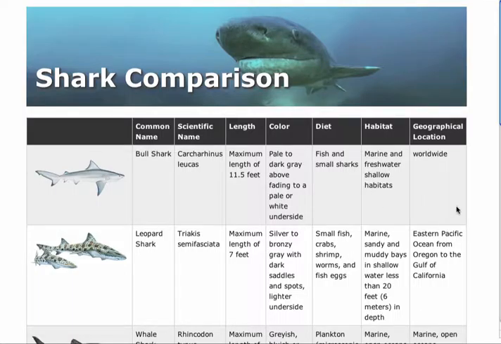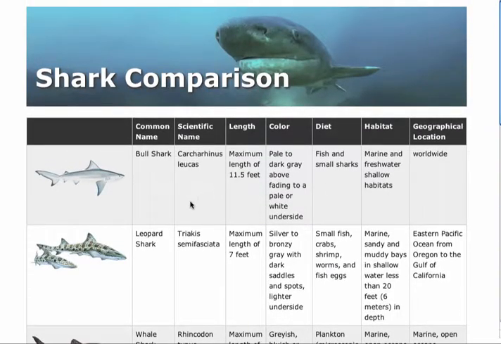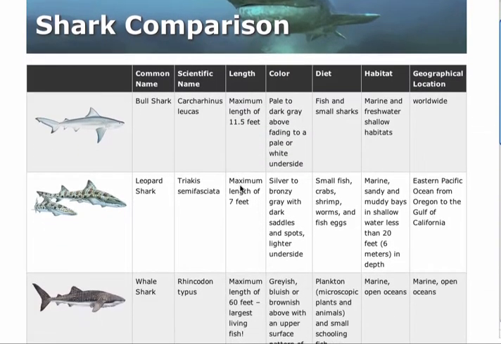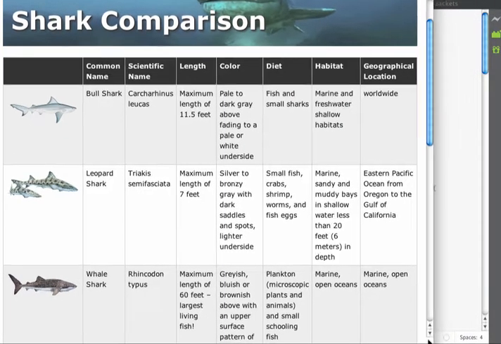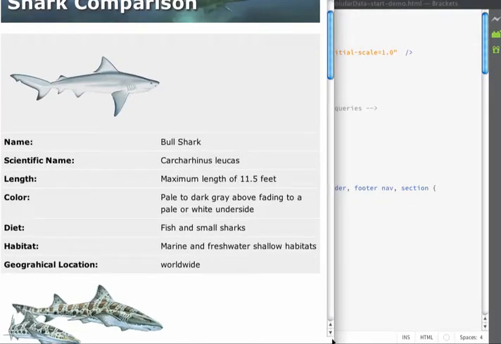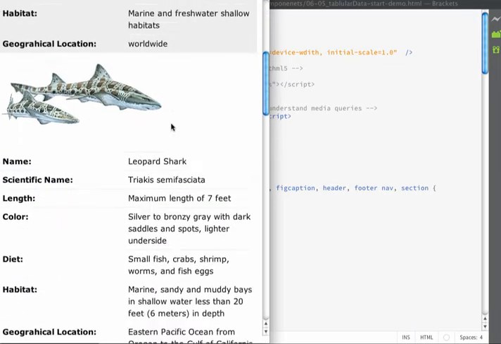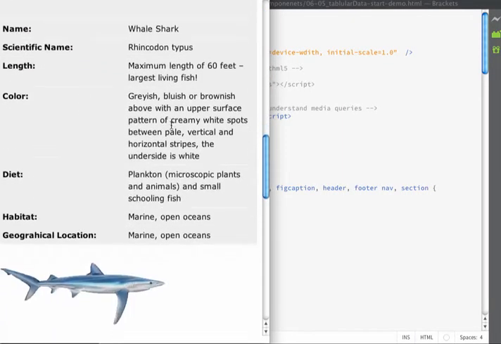Here's an example of our final project that we're going to be creating in this lesson, and you can see that I'm comparing different sorts of sharks and giving information about them. When I resize my browser window, the table scales down, and at a certain point I reach a breakpoint when the table totally changes. So this is how my table would look on a small mobile device.